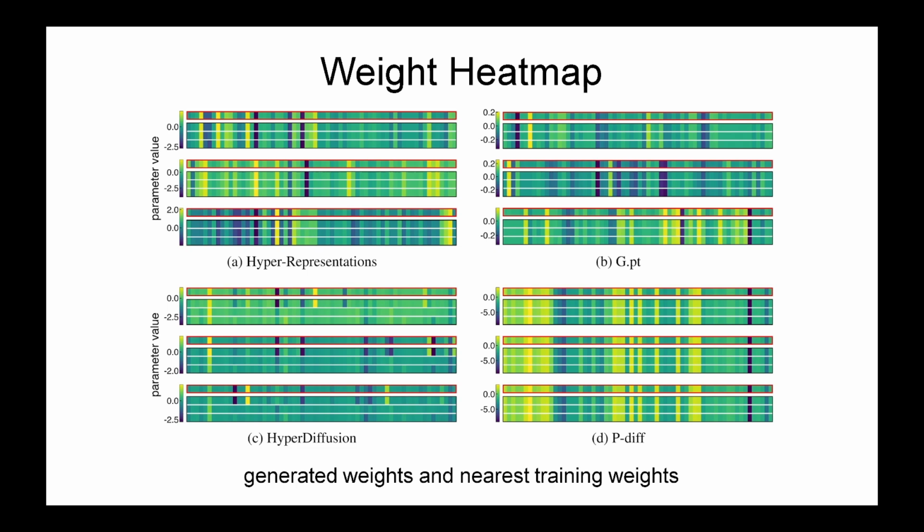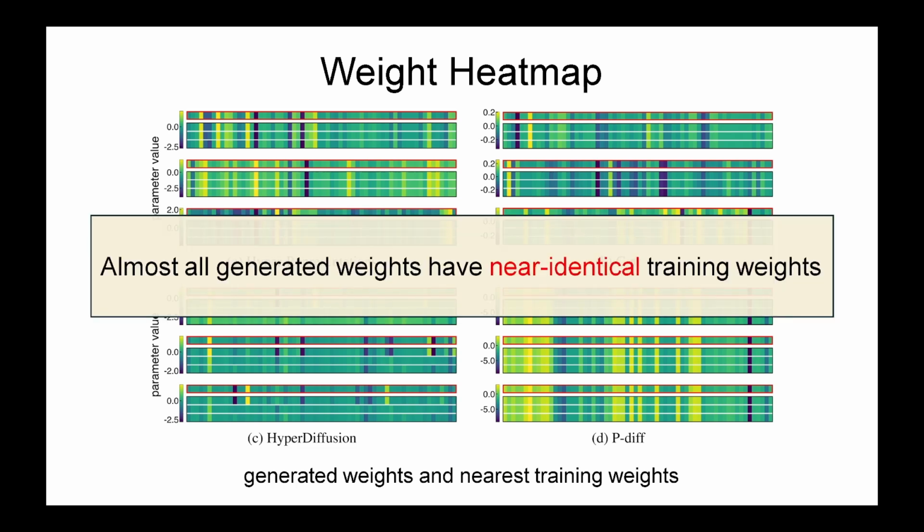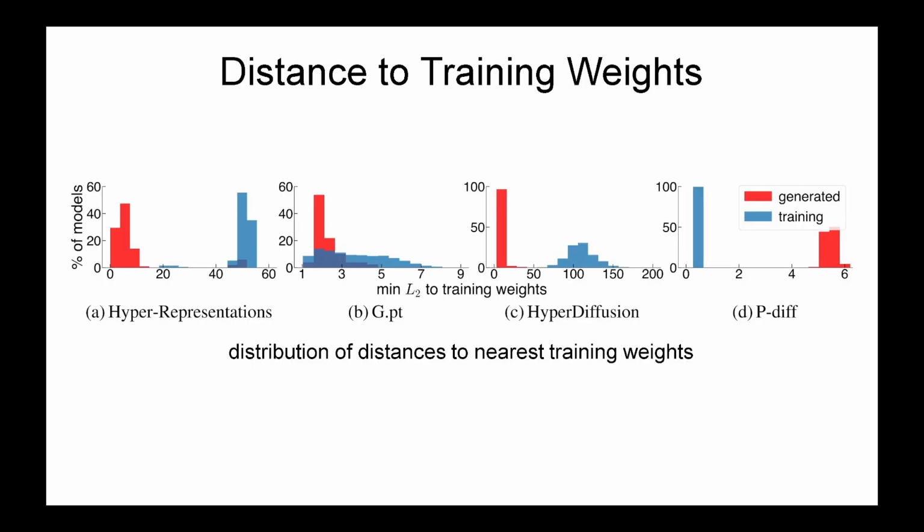To evaluate the novelty of a generated checkpoint, we compare it to its nearest training checkpoint under L2 distance. In each of the 12 heat maps, the first row shows a random generated checkpoint, and the three rows below are the three nearest training checkpoints. Each column is a randomly selected parameter index. We observe that, for almost all generated checkpoints, there's at least one training checkpoint with nearly identical weight values. Quantitatively, we find that for all methods except pdiff, the generated checkpoints are significantly closer to the training checkpoints than training checkpoints are to one another.